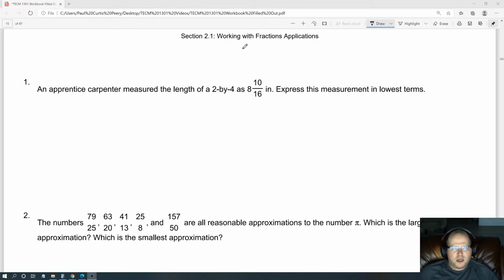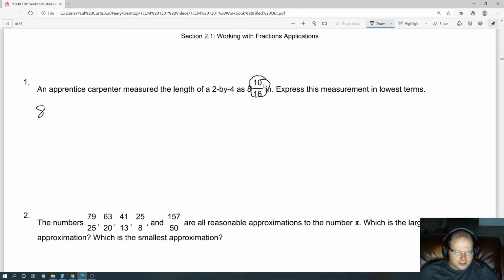Section 2.1, Working with Fractions Applications. All right, an apprentice carpenter measured the length of a 2 by 4 as 8 and 10/16 inches. Express this measurement in lowest terms. Okay, so the 8, that's already done. The thing that we actually have to reduce is this 10/16.